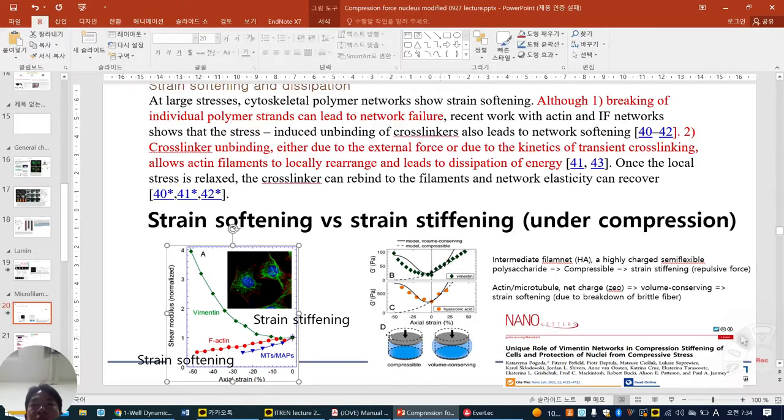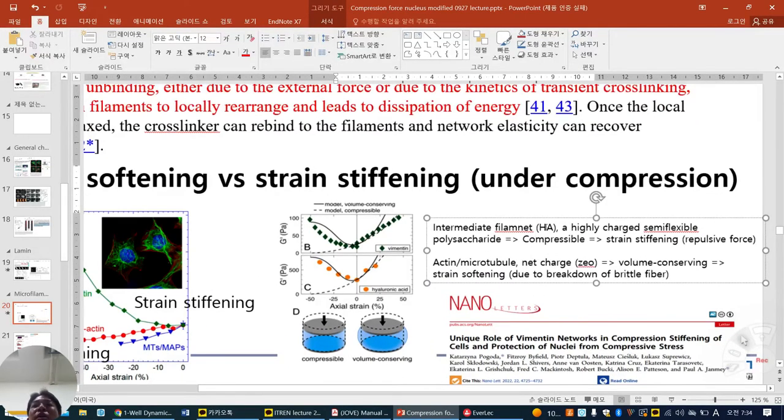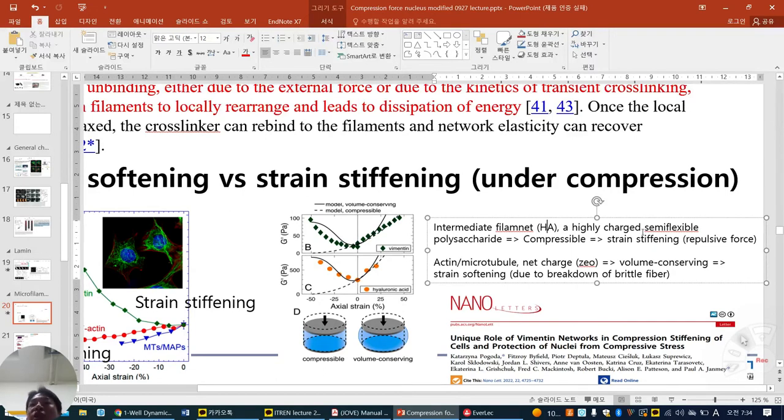Okay? And why is only intermediate filament strain stiffening? Because intermediate filament, for example, hyaluronic acid, is a highly charged semi-flexible polysaccharide. One major component of intermediate filament is hyaluronic acid. Hyaluronic acid is highly charged. There are many charged structures and it is a semi-flexible polysaccharide. So while they're compressed, they are strain stiffening because they have repulsive force. They are very highly charged, which means plus, minus, they have many of them. So while they're compressed, plus, plus, minus, minus, they can make repulsive force, okay? So they can increase their stiffness.